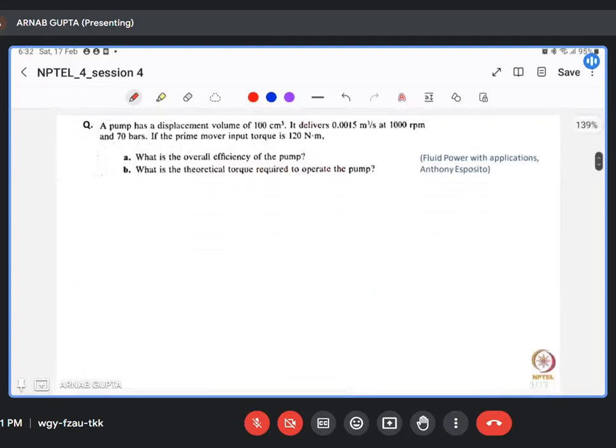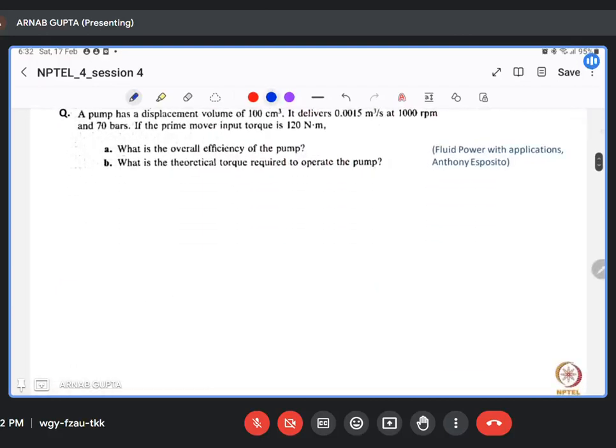Coming to the next question. From here on, we will be taking on a few numericals. I hope you're acquainted with the pumping theory, how a pump works, and what the different types of efficiencies associated with it are. So basically, if we just look at an overview of it, you have a prime mover that delivers mechanical energy to the pump.